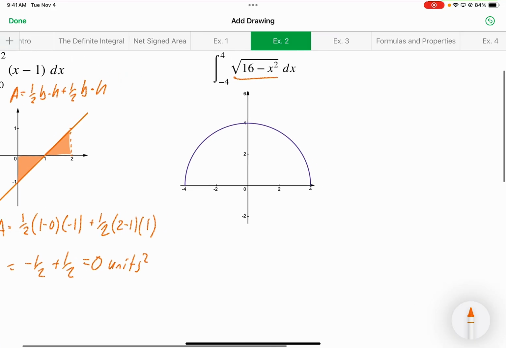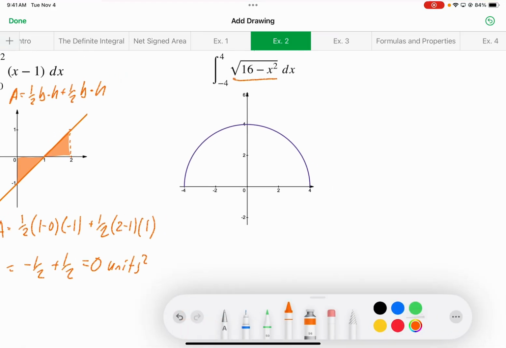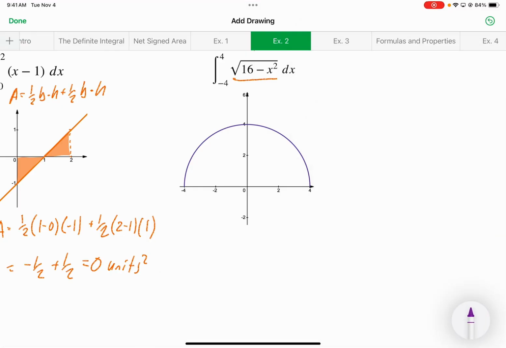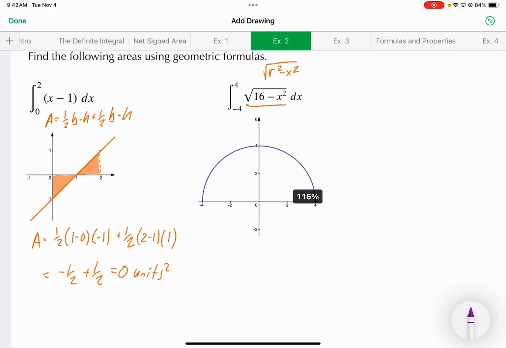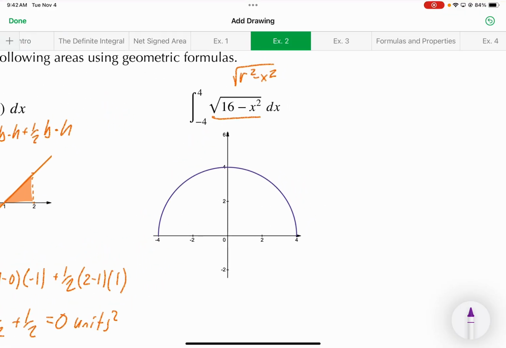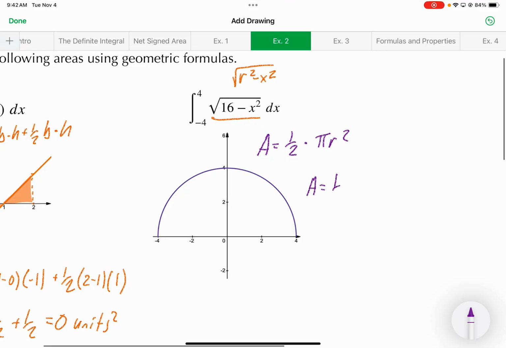All right. Tessa was bummed out about the semicircle, so let's look at that one. Again, the square root of a value minus x squared tells you a circle with a specific radius. So the square root of 16 is what my radius is going to be. What's my area equation for a semicircle? Then my radius is just going to be 4. So my area is equal to 1/2 pi times 4 squared, or 8 pi units squared.